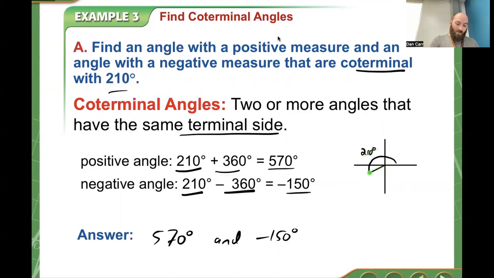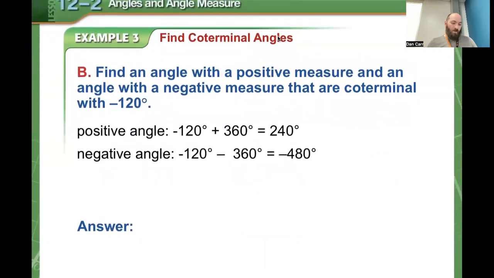Whereas the subtracting means I'm starting from here and I'm subtracting 360 and I go this direction. I still end up in the same spot, but when I subtract it, that's the same as negative 150, which makes sense because it's negative 90 and then negative 150 right there, going that direction. So that's our coterminal angles.